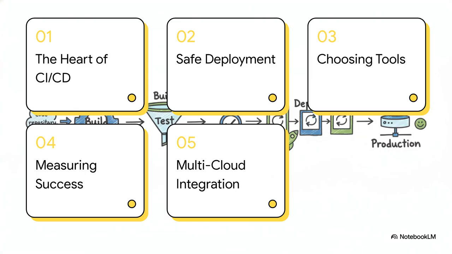So here's our roadmap for the factory tour. First, the heart of CI CD. Second, strategies for safe deployment. Third, choosing the right tool. Fourth, measuring pipeline success. And finally, mastering multi-cloud integration.